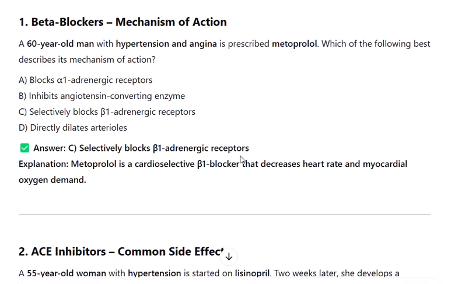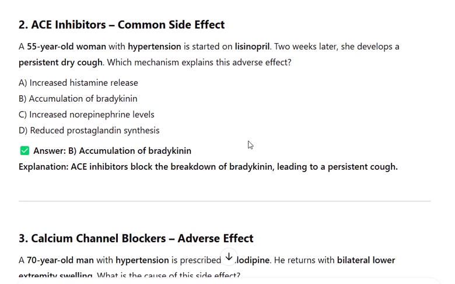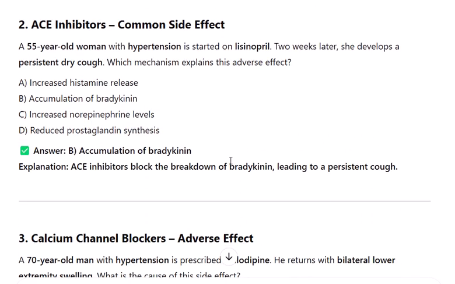2. ACE inhibitors, common side effect. A 55-year-old woman with hypertension is started on lisinopril. 2 weeks later, she develops a persistent dry cough. Which mechanism explains this adverse effect? A. Increased histamine release. B. Accumulation of bradykinin. C. Increased norepinephrine levels. D. Reduced prostaglandin synthesis. B. Accumulation of bradykinin. Explanation. ACE inhibitors block the breakdown of bradykinin, leading to a persistent cough.